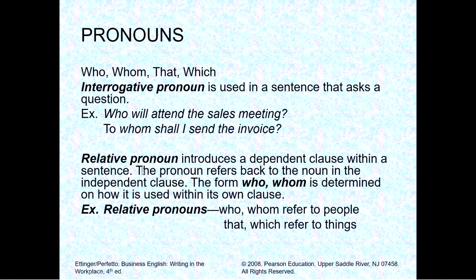These are interrogative pronouns, right? Now, relative pronouns introduce a dependent clause within a sentence. The same words are also relative pronouns. The pronoun refers back to the noun in the independent clause. The form who or whom is determined by how it is used within its clause. Who and whom refer to people, that and which refer to things. These are what you have to remember. Who, whom, that, and which are relative pronouns, right? And they're also in the clause of the sentence.